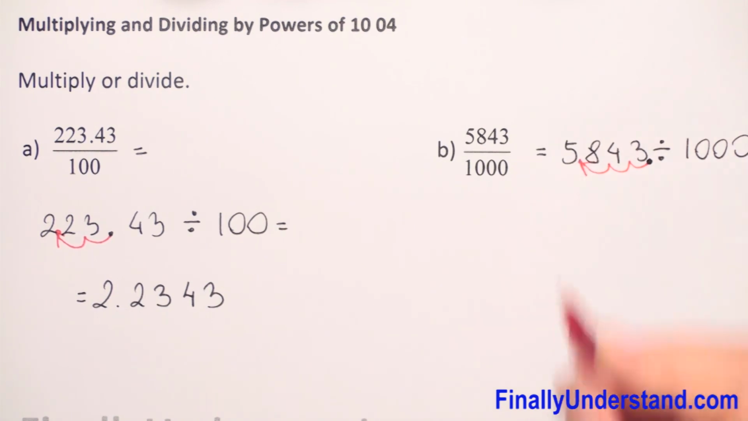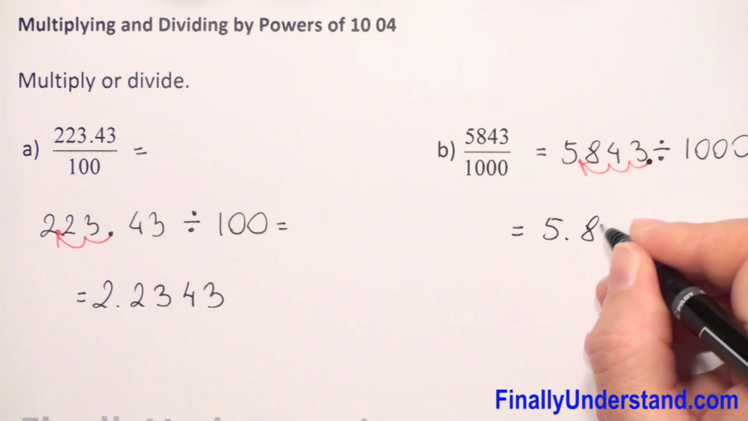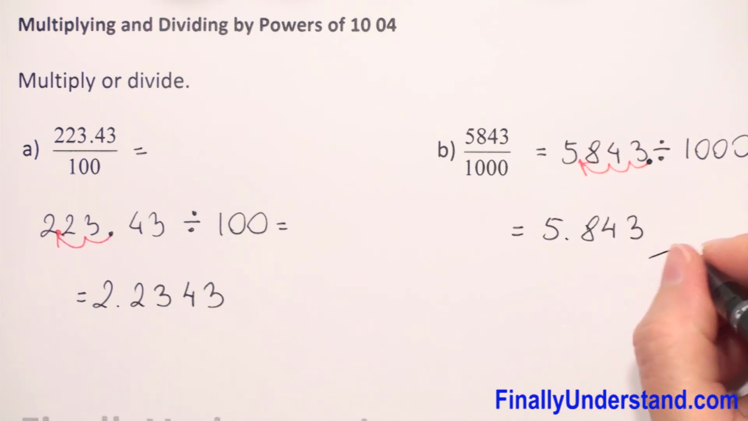So the decimal point now will be between 5 and 8. So this is equal to 5.843. This is my solution.